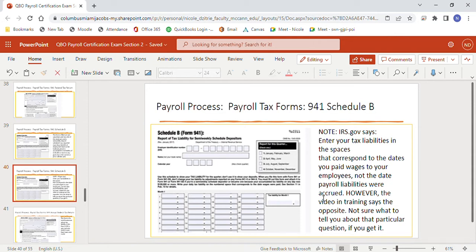But I have here, irs.gov says, if you enter your tax liabilities in the spaces, talking about the Schedule B. The Schedule B is if you're a semi-weekly payer, okay? And you're putting down here how much you paid. In the video, she says that you're actually going to be putting the amounts that are accrued and not the ones that you paid. But I'm saying to you, I thoroughly looked over irs.gov.